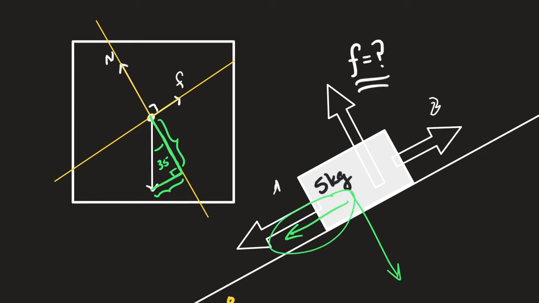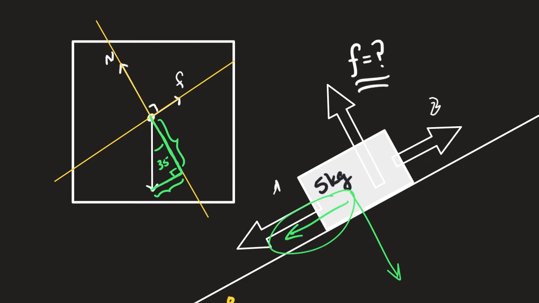This part is what's pulling it down. That's the part that's going to determine how fast it slides down the ramp if there's no friction. It's also what you would have to work against if you wanted to push the box up the ramp, which is why ramps do what they do. It allows us to have less force to move something up.